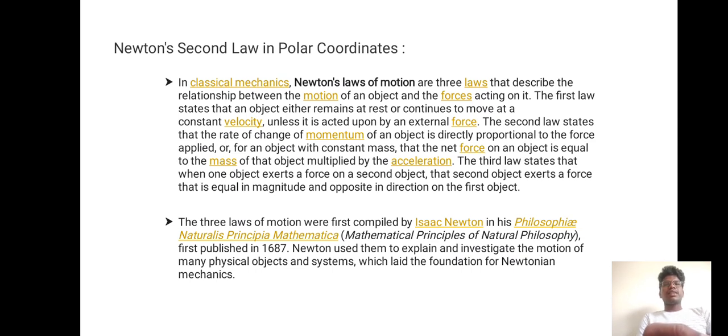In classical mechanics, Newton's laws of motion are three laws that describe the relationship between the motion of an object and the force acting on it. The first law states that an object either remains at rest or continues to move at a constant velocity unless it is acted upon by an external force.